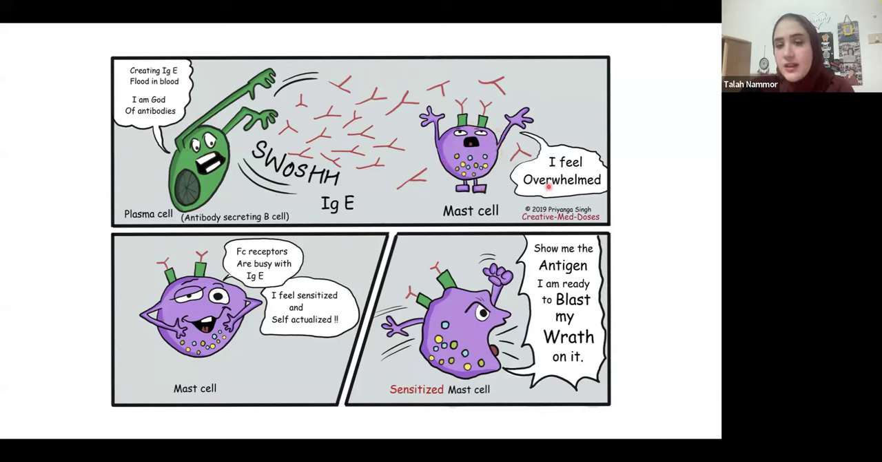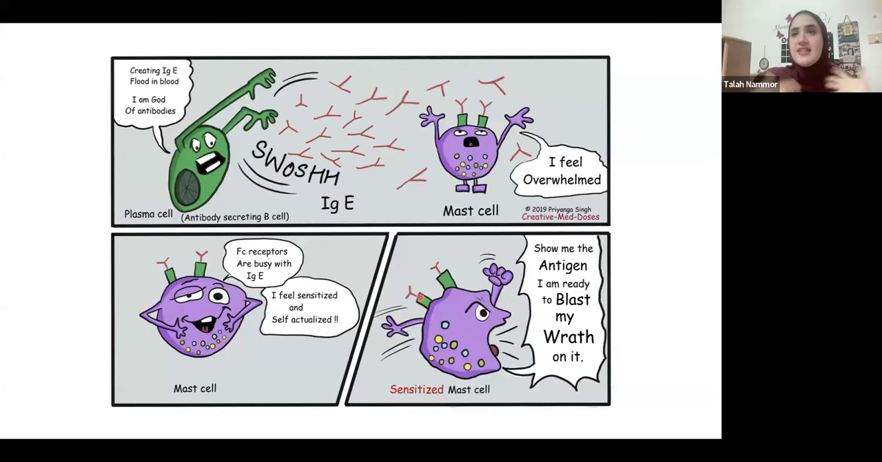and then it's going to cause the mast cell to feel overwhelmed. The mast cell is looking at all of these IgEs and it's like, oh my God, I feel overwhelmed. Okay. So it feels overwhelmed and it feels sensitized. But guys, keep in mind, first exposure, nothing happens. When I am exposed to an allergen the first time, all of this happens, but no symptoms are found. In the first exposure, all of this happens to sensitize the mast cell.